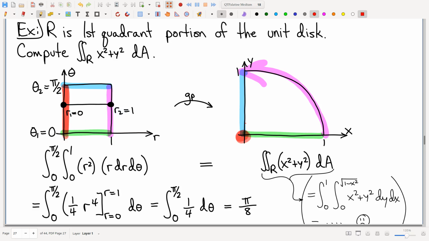Sorry, could you please repeat the ones that were... Yeah. So this whole edge is on the theta axis, which is where R equals 0. Well, any point with R equals 0 is the origin. Right.